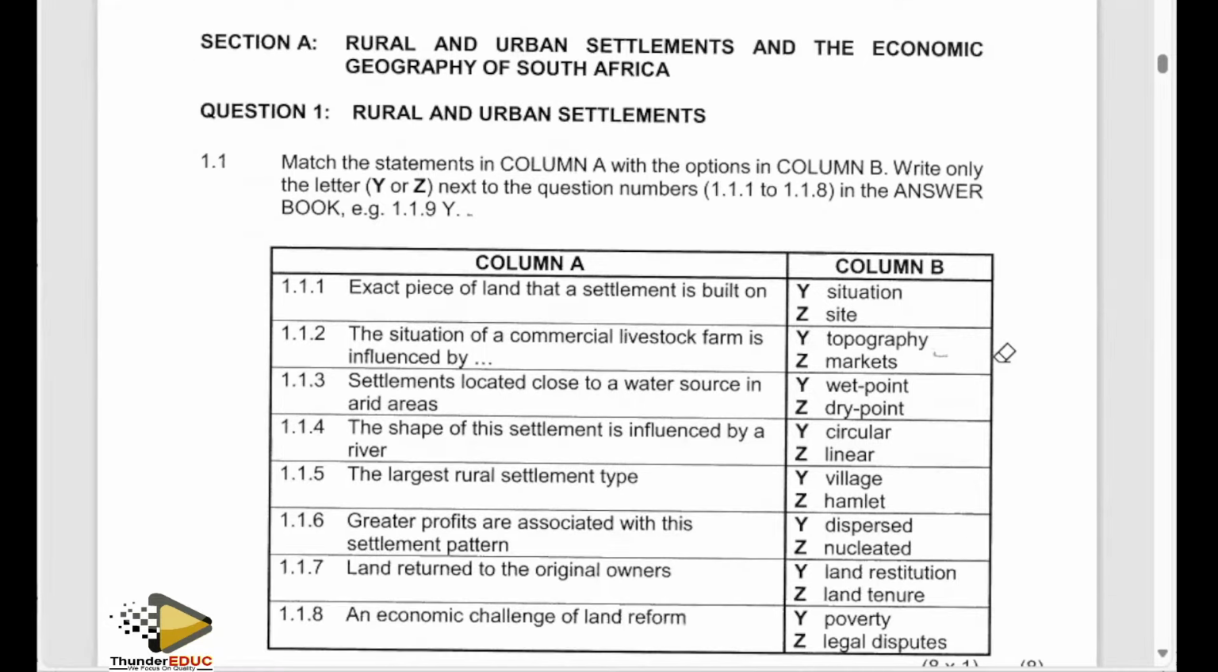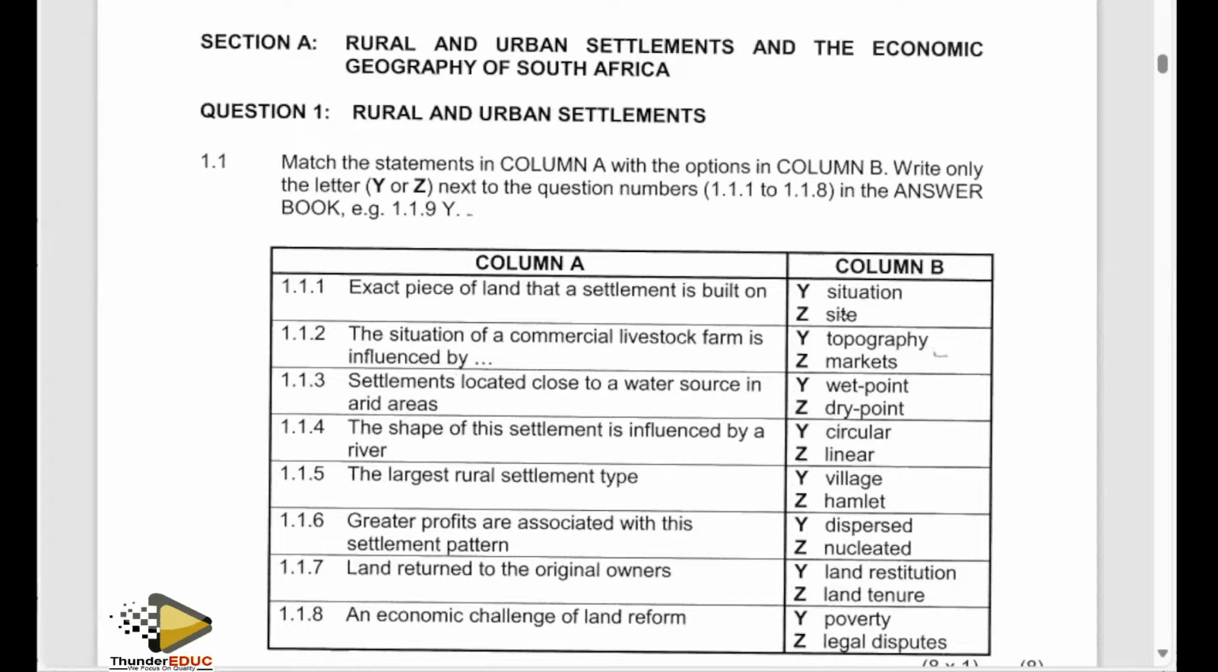It's a matching column question. We're supposed to match a description to a given geographical concept. Right. So we have the description on the left side, which is supposed to be matched with the corresponding correct geographical term on the right-hand side.